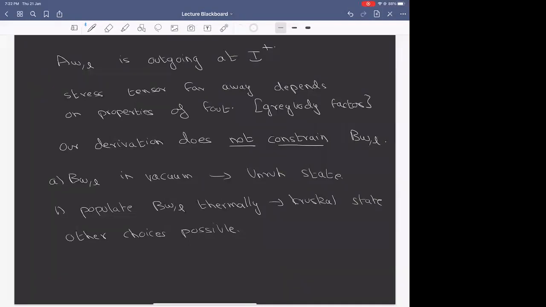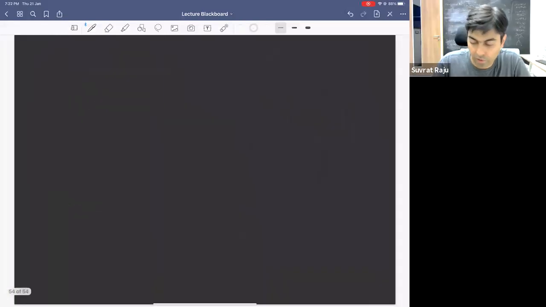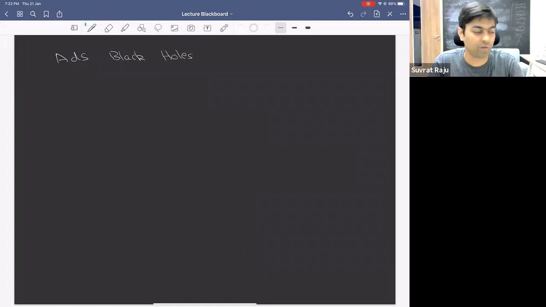Okay, so let's move on to the next step, which is Hawking radiation for AdS black holes. This is actually a simple exercise because almost everything is going to be parallel. We're just going to have to do the same things again, and almost everything will be parallel.